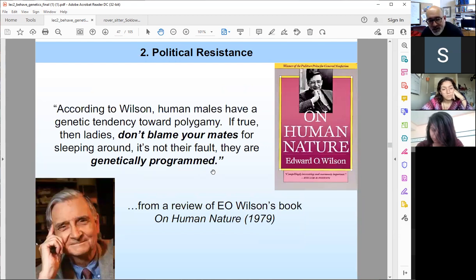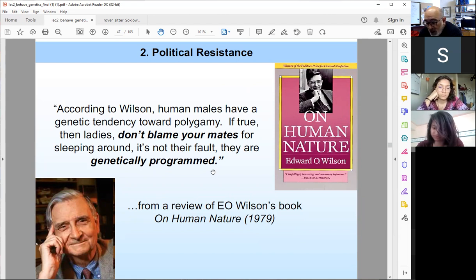So this is E.O. Wilson. E.O. Wilson is a very famous evolutionary biologist who studied behavior. He published a book called Sociobiology back in the 70s, and it was basically doing what we have been doing in this course so far. Basically, he was doing a tour of the animal kingdom and explaining how genes affect the behavior of animals.